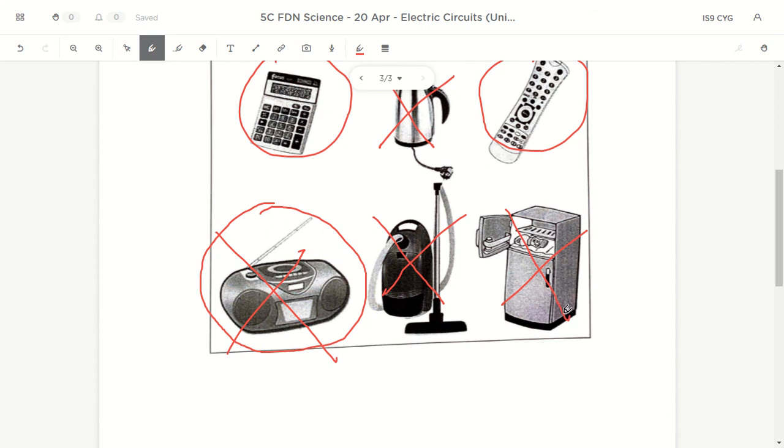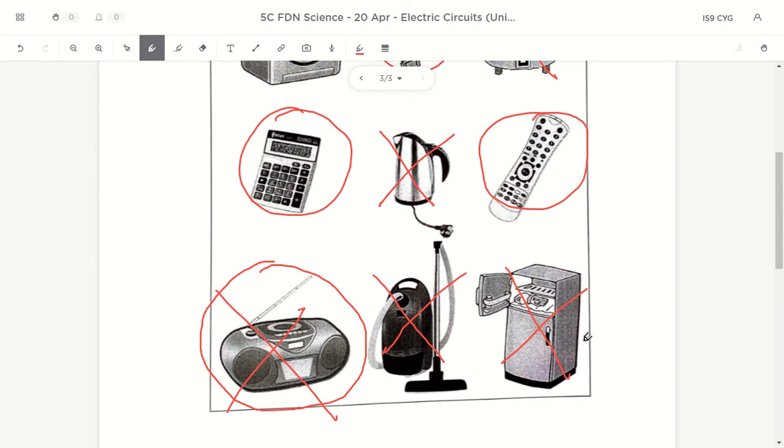Okay, so this is the homework that we should have done yesterday. So this is the answer. Today we will learn about electrical symbols and how to draw electric circuits using the symbols, and we'll practice it as well. Okay, see you later.